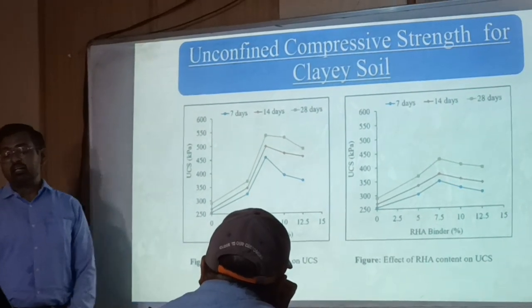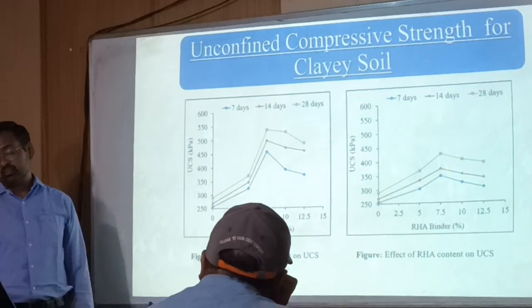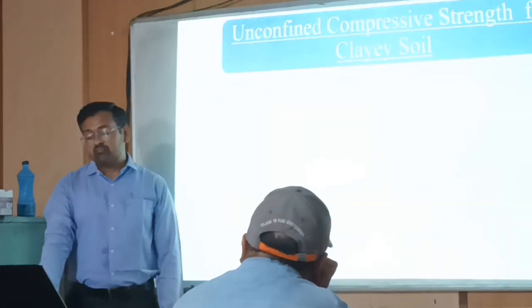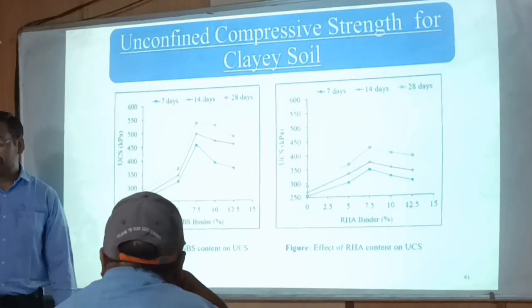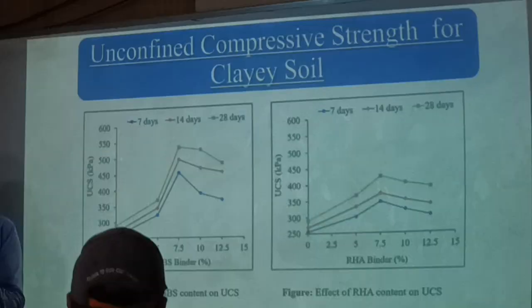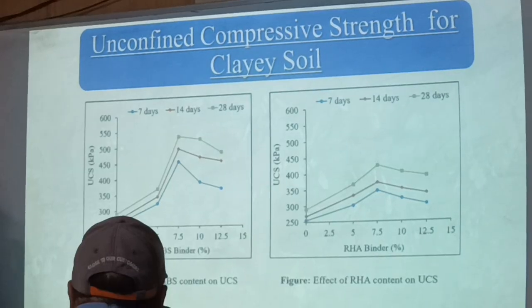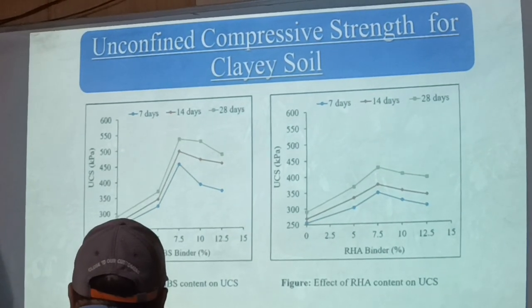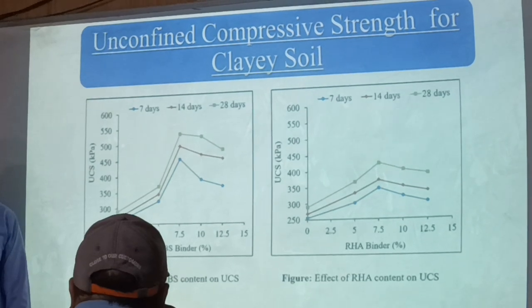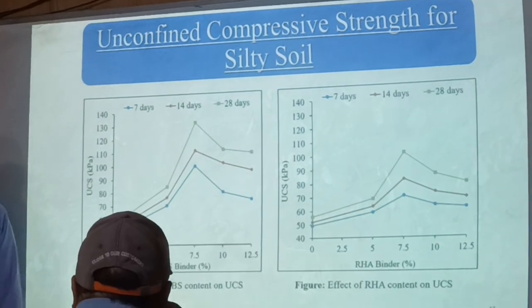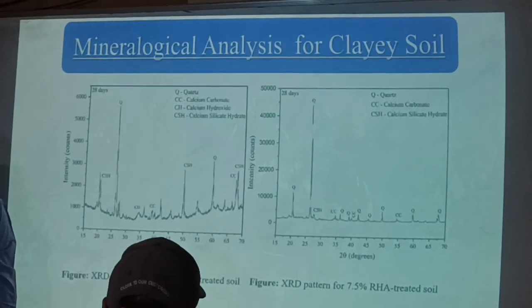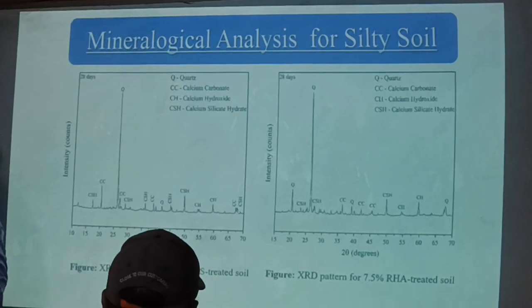Now we come to the unconfined compressive strength test for clay soil. With increasing binder content, the UCS of the soil increased up to a point of 7.5% binder. With further addition, the UCS started to decrease, and a similar trend was obtained for the RHA binder. However, the strength achieved in RHA treated soil was lower than that of the GGBS treated soil. Similar trends were also obtained for silty soil.